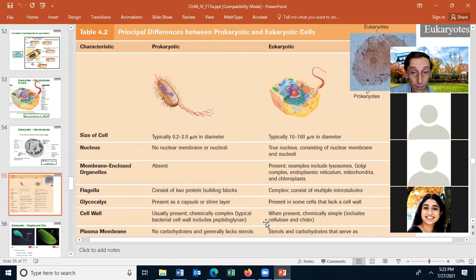The cell wall, if it's present in a eukaryotic cell, is much simpler chemically than the makeup of the cell wall in a prokaryotic cell. Any question about that? For example, in plants, cellulose is the main molecule in the cell wall, and there are very few other molecules in the cell wall.